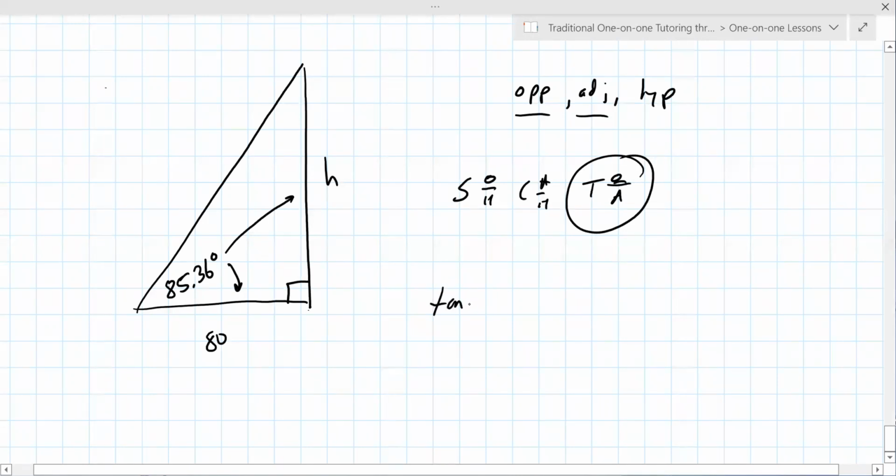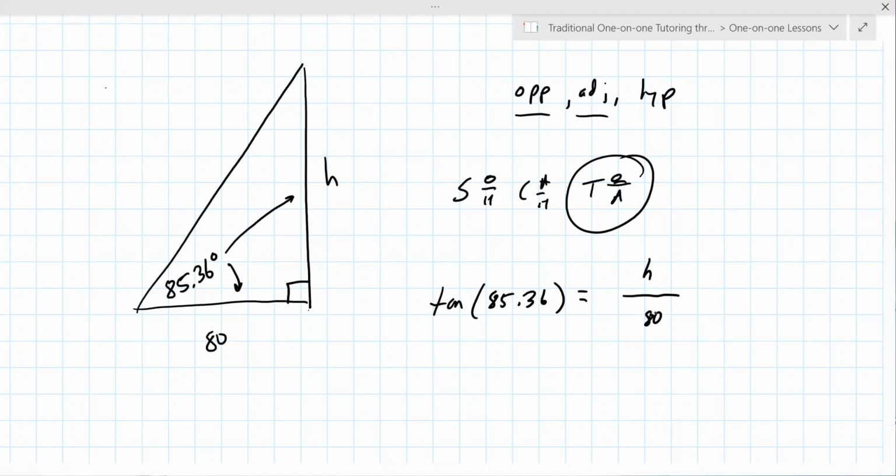Okay, so that tells you which one you're using. That's critical here. So it's the tangent of 85.36 equals opposite over adjacent. What is opposite? It's H. What is adjacent? It's 80. And then how do you solve this for H? You're solving for H, so you multiply by 80. Perfect, that's right.